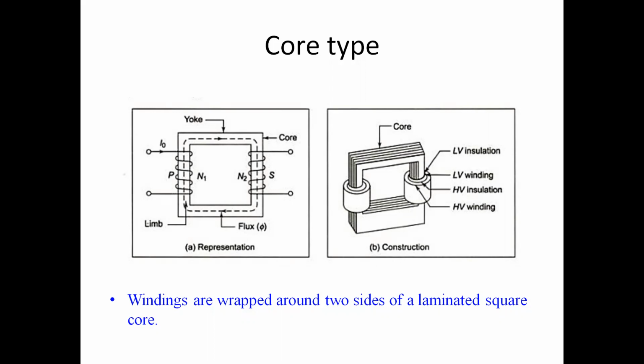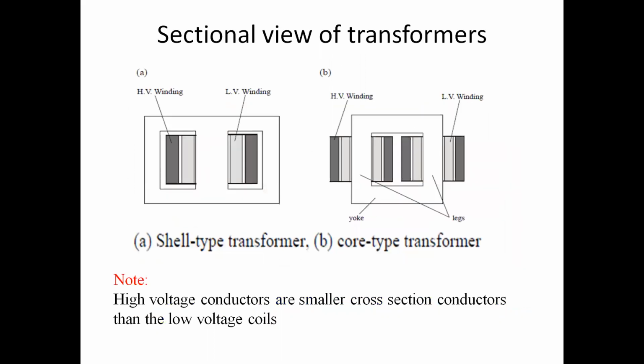But when we study the working principle, to understand it, we consider that on one limb there is a primary winding and on the other limb there is a secondary winding, LV or HV. LV and HV are the technical terms which are used. Like here, core type and shell type both are shown.